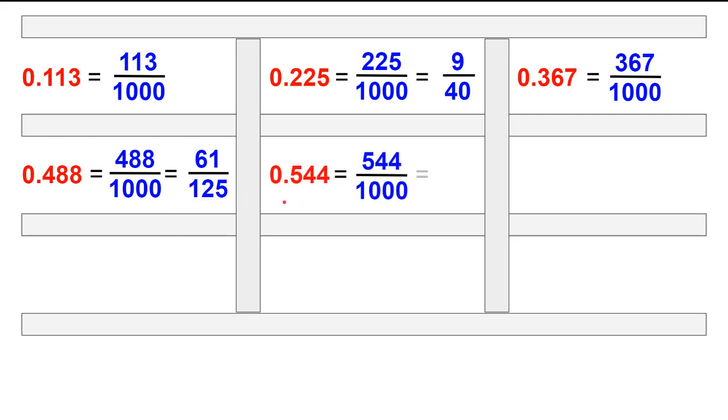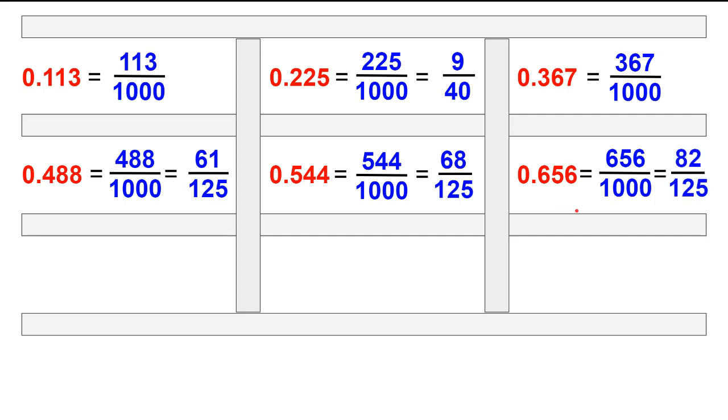0.544 is 544 over 1,000. Divide them both by 8 and you get 68 over 125. This is the simplified fraction of 0.544. 0.656 is 656 over 1,000. Divide them both by 8 and you get 82 over 125. 0.711 is 711 over 1,000. It cannot be simplified.